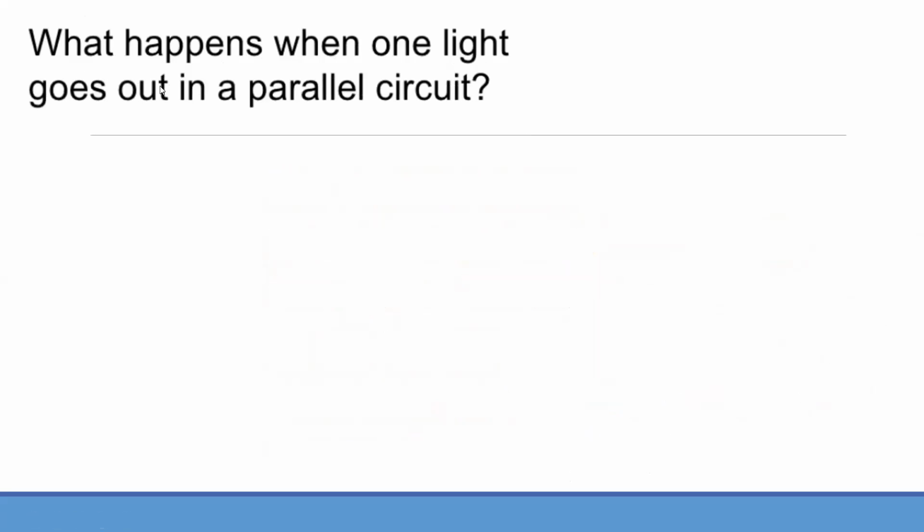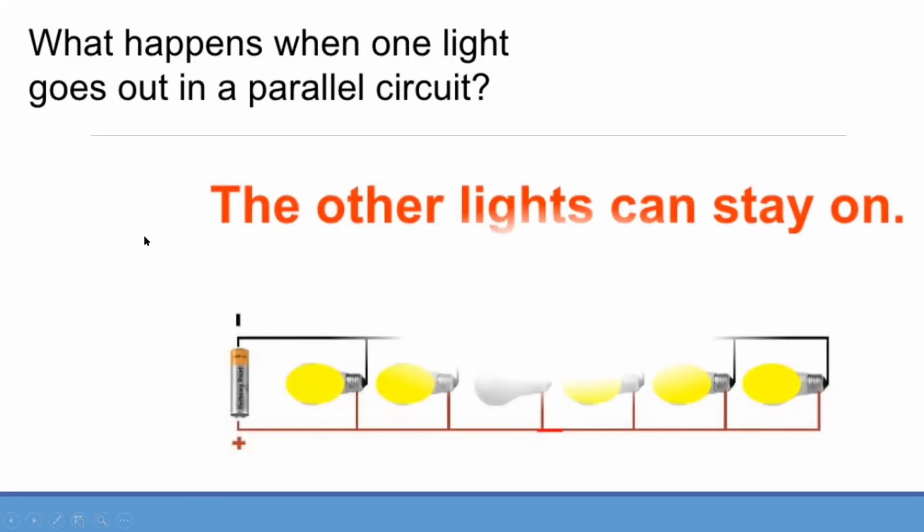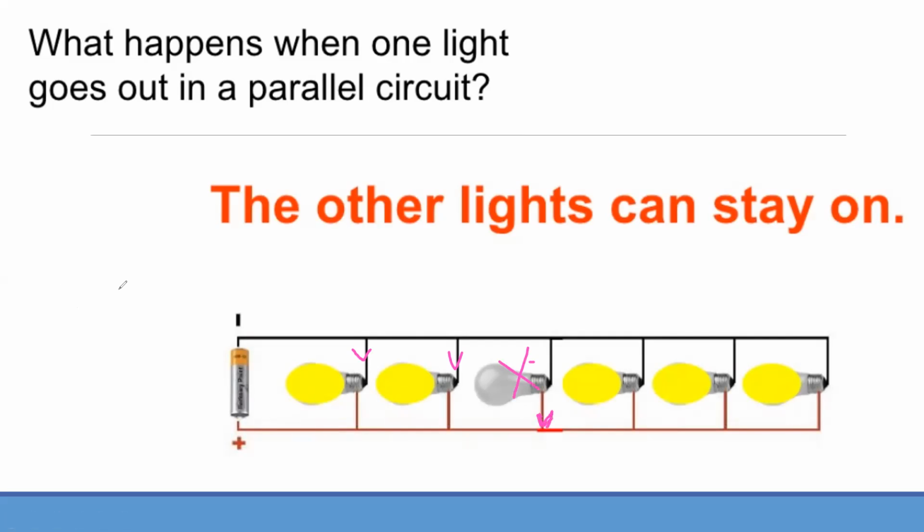Now, what happens when one light goes out in a parallel circuit? Does it affect? No, it does not have an effect. The others will work. The other lights can stay on. Look at this one here. Imagine the current comes here and works. It finds this one is not working, but the current still goes out because there's a gap here. So all the other lights can work.